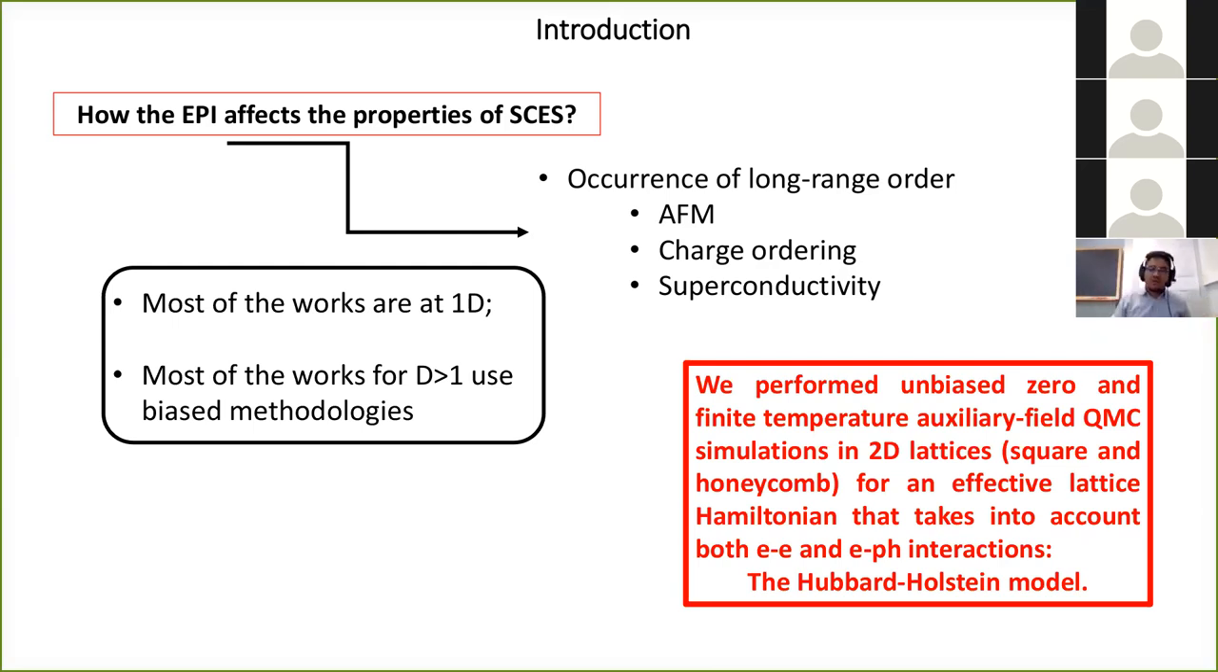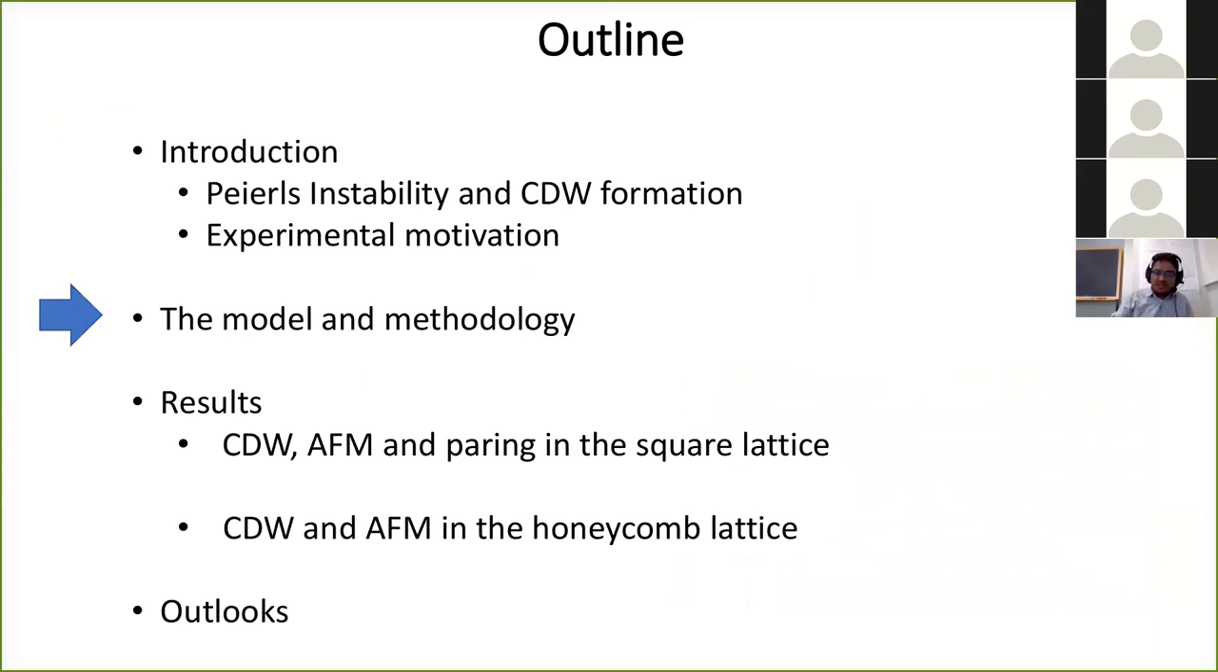And here what I do is basically an analysis of an effective lattice Hamiltonian that takes into account electron-electron and electron-phonon interaction on the same footing, using the auxiliary field quantum Monte Carlo simulation. So here I use both zero temperature and finite temperature. I will discuss it later. Okay, so let's discuss the model.